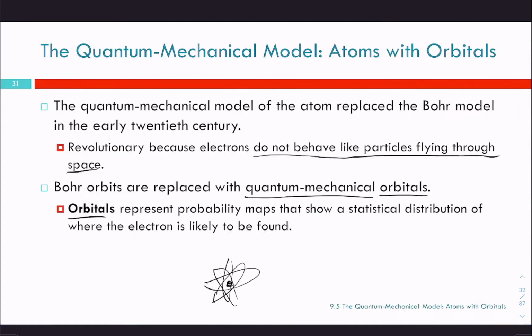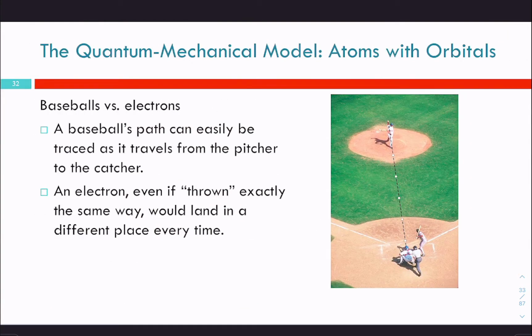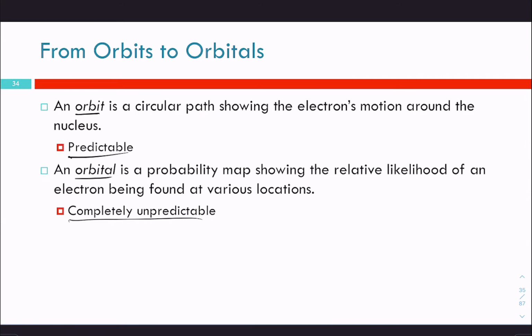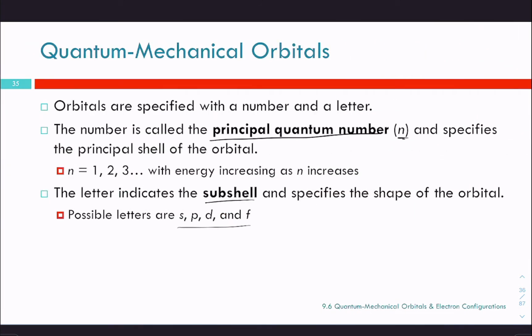So we moved from this idea that there are these specific paths taken to orbitals, so general areas where the electron is likely to be. Because the electron, unlike a moon orbiting a planet or a baseball taking a specific path, doesn't move like that. It moves randomly, and it never takes the same path twice, essentially. Which led us into the quantum mechanical model.